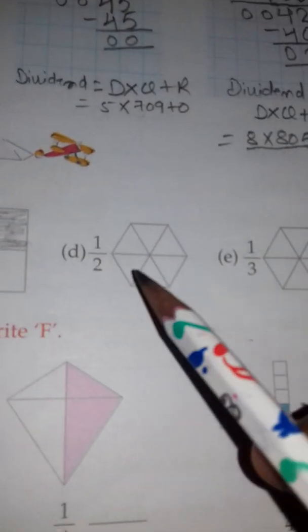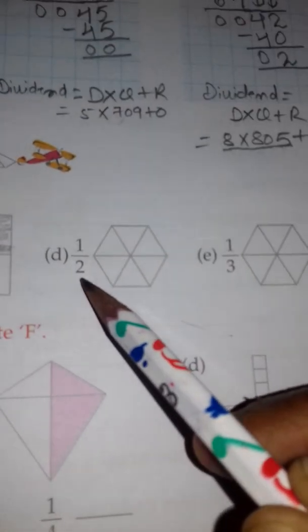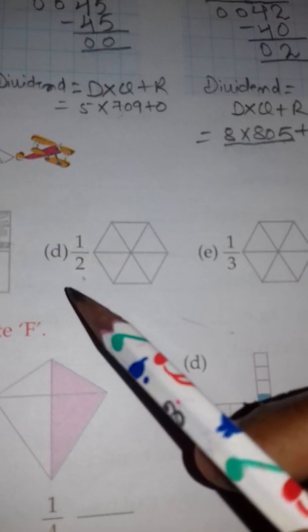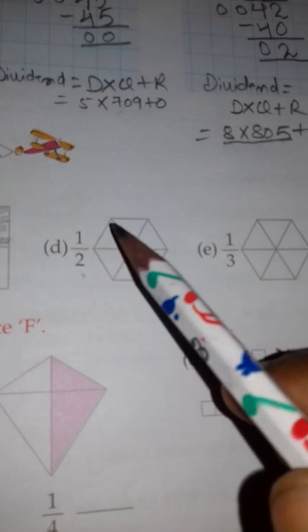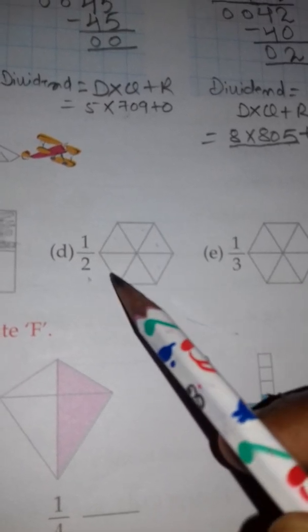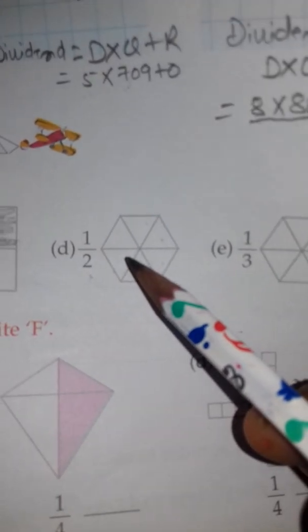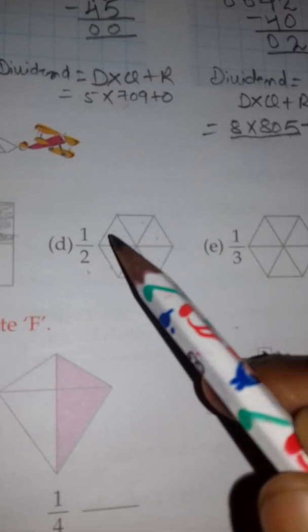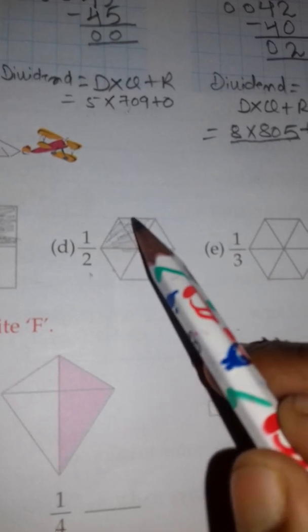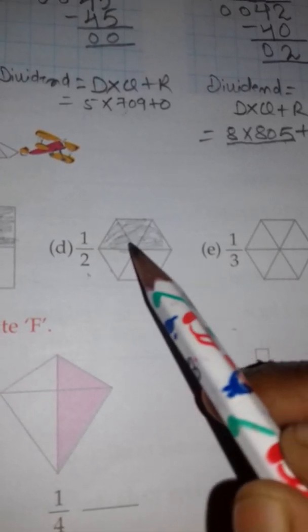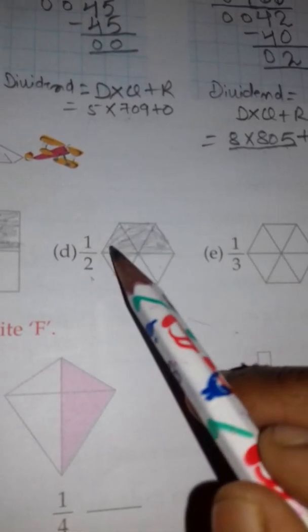D1. 1 by 2. Again 1 by 2 means half. So this is the full shape. 1 2 3 4 5 6 parts are given. Half of the 6, 3. Very good. So we will color 3 to get half.